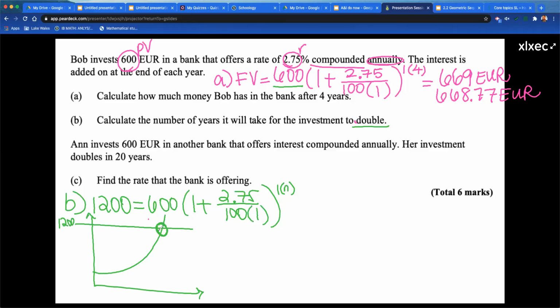Now, what I just did right here, I drew a rough sketch of what the graph should look like, and then I indicated the intersection point. That's what we're looking for. We're looking for the corresponding x value of where the curve is going to actually equal 1,200. Did we get an answer?